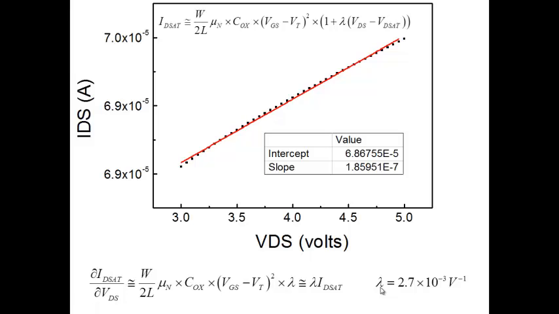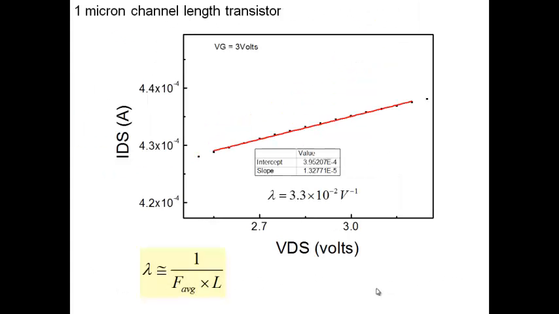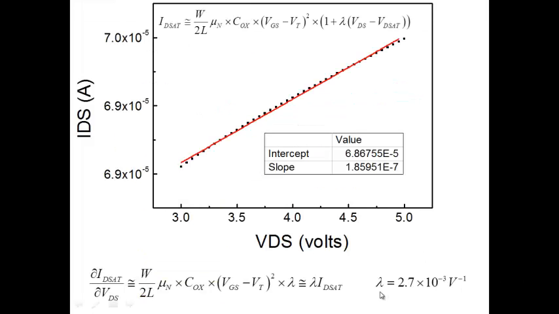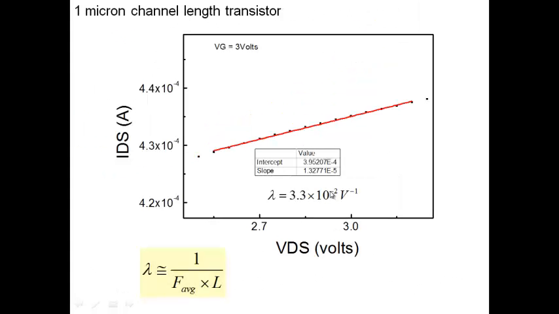Suppose I did the same thing now with a 1 micron transistor. Exactly the same, simulate a 1 micron transistor. Do that, and lambda turns out to be 3.3 into 10 power minus 2. Note the difference. For the 5 micron transistor, lambda is 10 power minus 3. For the 1 micron transistor, how much has it fallen? One order. Fallen means risen. Lambda has increased by 1 order of magnitude as you reduce the channel length.